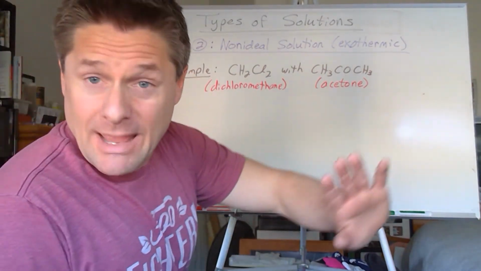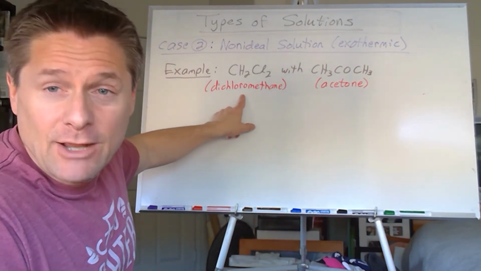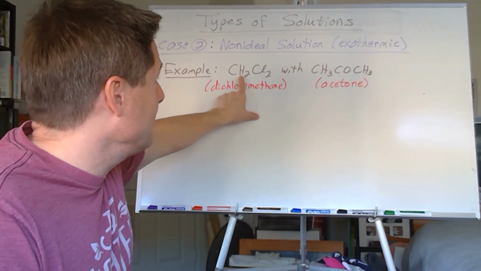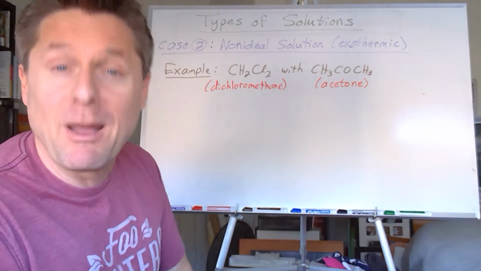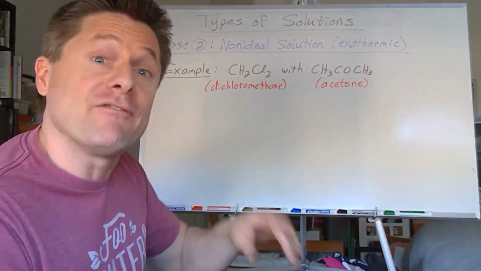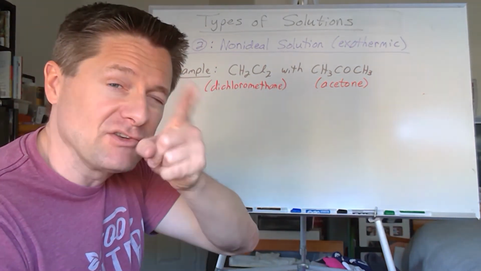All right, let's look at an example of this case. Let's take dichloromethane, at least for my class. Dichloromethane, CH2Cl2. So again, you'd have to draw the Lewis structure, VSEPR structure, look at bond polarity, see if it's polar, nonpolar, all that fun stuff from last semester. Make sure you review that.